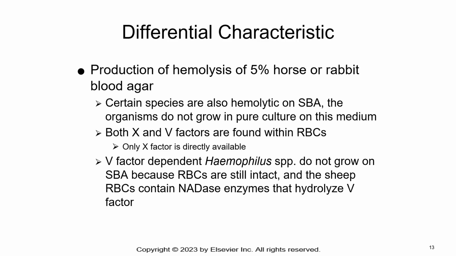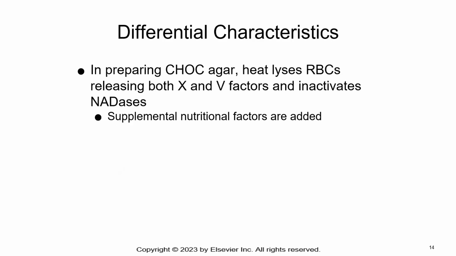Both X and V factors are found within red blood cells. Only X factor is directly available. V factor dependent Haemophilus species do not grow on SBA because red blood cells are still intact. But they could grow on chocolate agar, because in chocolate agar we lyse open the red blood cells, exposing that V factor. So again, in preparing chocolate agar, heat lyses red blood cells, releasing both X and V factors, and inactivates NADases.